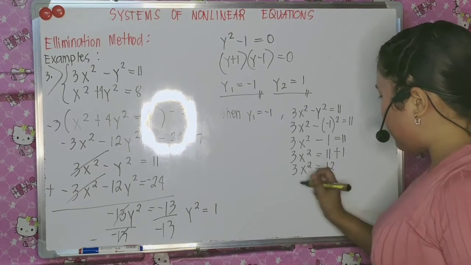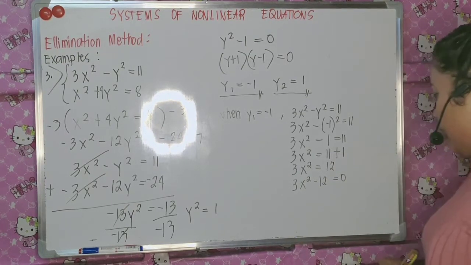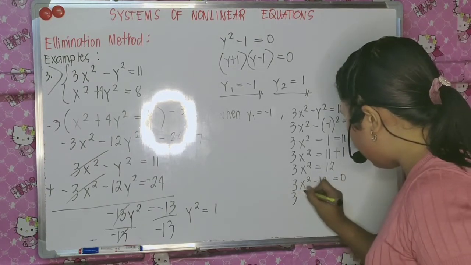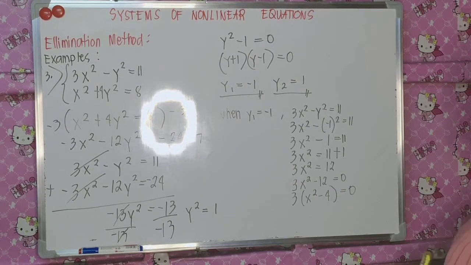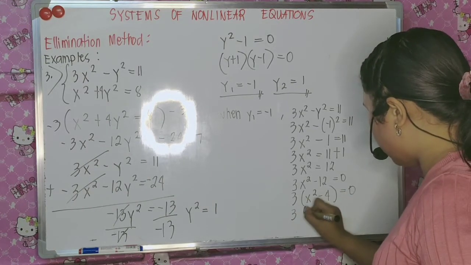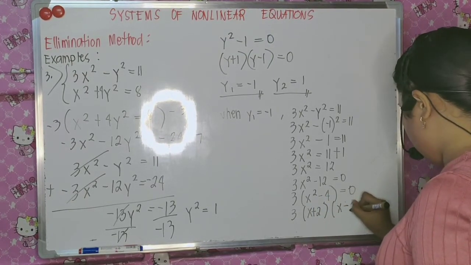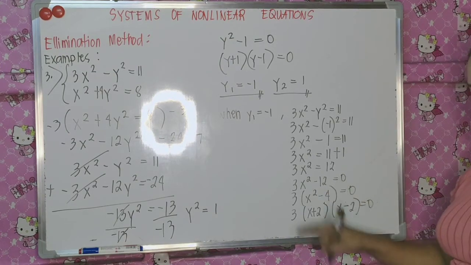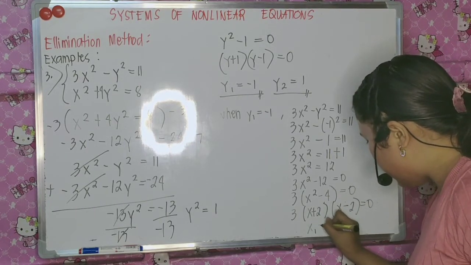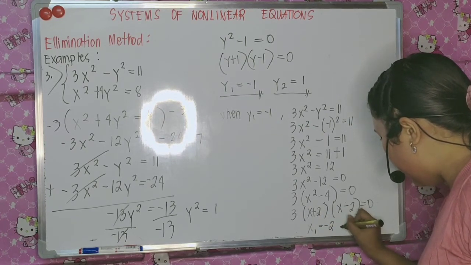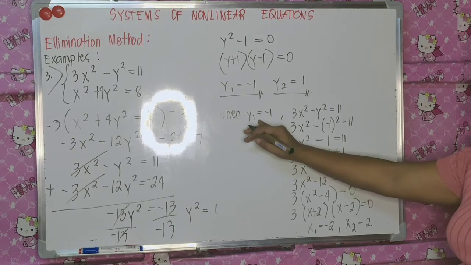So, we transpose the 12 to the other side. So, 3x squared minus 12 equals 0. So, now, let's factor out 3x squared minus 12. The factor for that is 3 times x squared minus 4 equals 0. Okay? So, after that, we can factor again. The factor for that is 3 times x plus 2, then x minus 2. Okay? Because we still have x squared here, so we can factor it out further. After that, we can find the value for x. So, x here is, since positive 2, negative 2. And since negative 2, positive 2. So, we have only used one so far, which is negative 1.